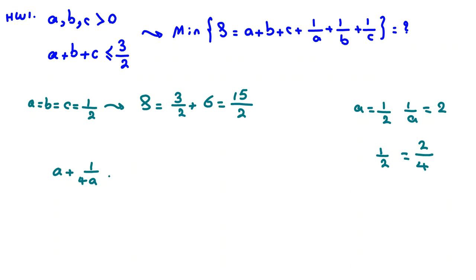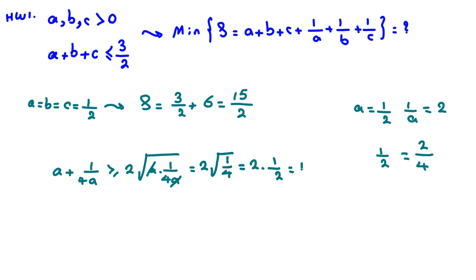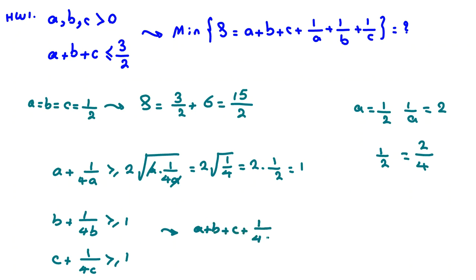So I use AM-GM like this. A plus 1 over 4A is greater than or equal to, by AM-GM, 2 times the square root of A times 1 over 4A, where A cancels. It will be 2 times the square root of 1 over 4, which is 2 times 1/2, equal to 1. B plus 1 over 4B similarly is greater than or equal to 1, and C plus 1 over 4C is greater than or equal to 1. So we proved that a plus b plus c, plus 1 over 4a plus 1 over 4b plus 1 over 4c, is greater than or equal to 3.